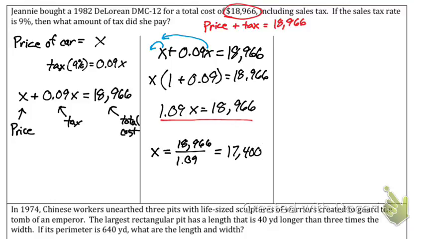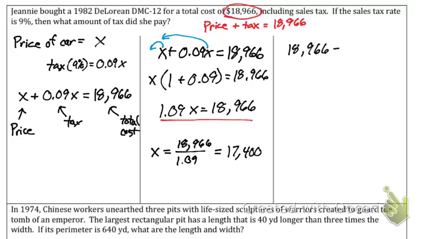Oh no, no. I didn't read the rest of the question. The rest of the question said, what amount of tax did she pay? There's two ways to calculate. Can someone tell me one way to calculate the tax knowing this value? Yeah. Subtract the price from the total.